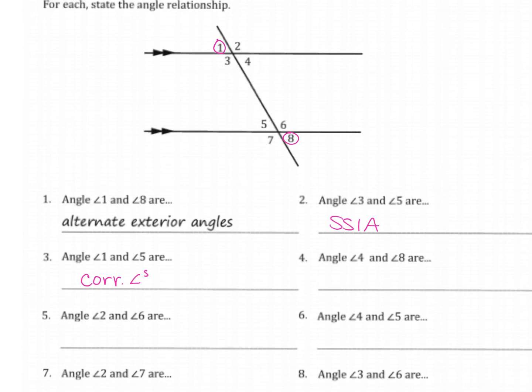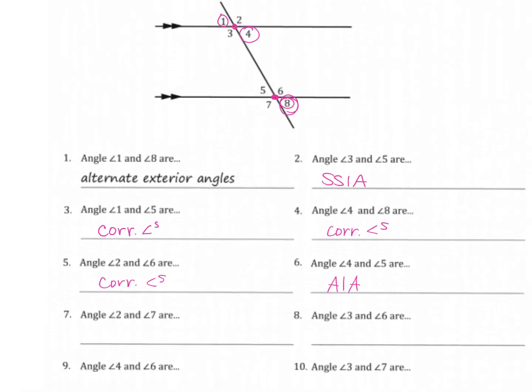4 and 8. Also corresponding, right? Remember, corresponding, if you're looking at the vertex, it's the bottom right with the bottom right, or the top left with the top left, or the top right with the top right. So those are corresponding angles also. 2 and 6? Also corresponding angles. Look at that. 4 and 5. Alternate interior angles. Opposite sides of the transversal, but inside the 2 lines.